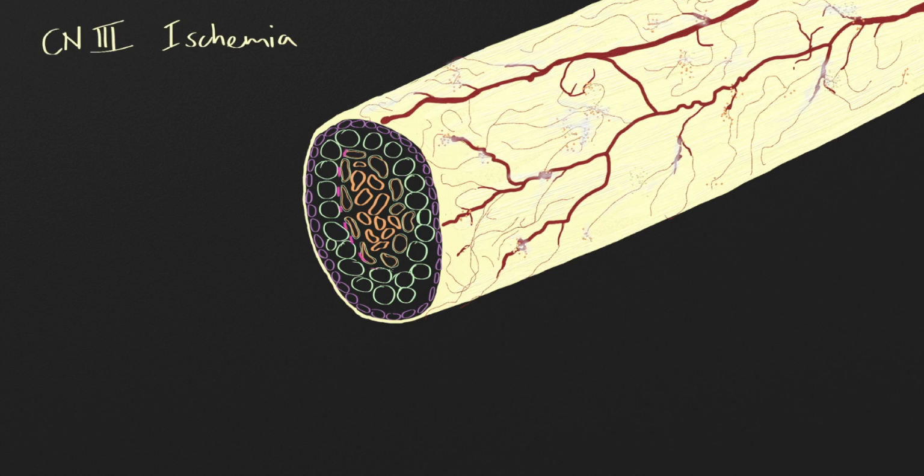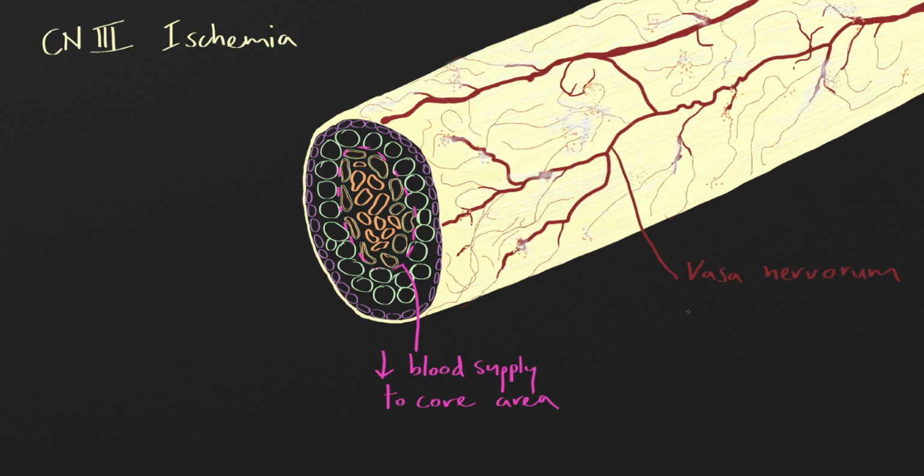So what's going on here is that we have a decreased blood supply to the core area. And the reason for that is that we have this very diseased vasa nervorum. This normally rich capillary network has lots of diseased, friable, leaky vessels. And what this drawing is trying to demonstrate here is microvascular disease, which is almost always associated with diabetes.